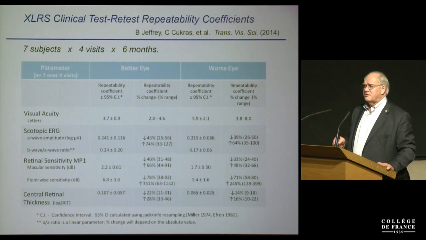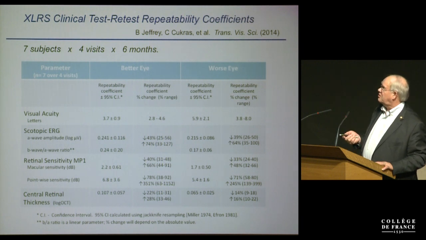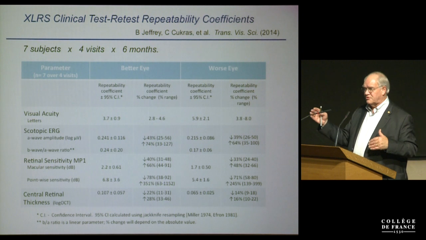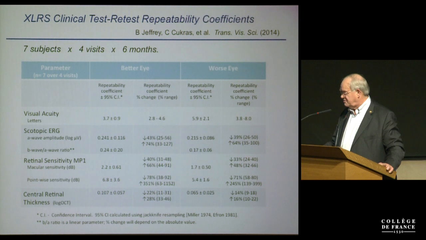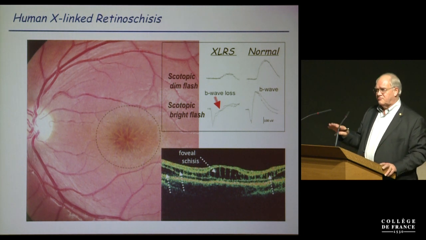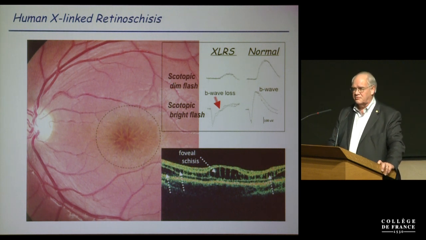And then in preparation for the trial, we also looked at the repeatability of clinical parameters in these subjects with retinoschisis, acuity, ERG, sensitivities, and OCT thickness. We looked at that on both sides, better or worse, over time, in order to get a sense of what the natural history and the test fluctuation is. So that's the end of the talk. I hope that very soon I will have some interesting news coming out of the clinical trial that we are currently running in human.